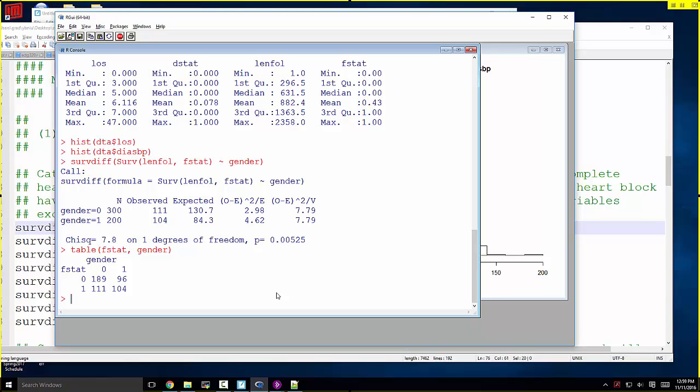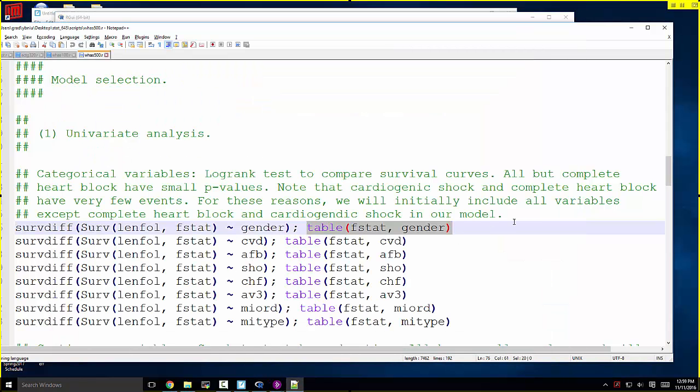So I'm going to make this table for each of these categorical variables just to keep track of do we have sufficient numbers of actual events in each level. In this case, we do. For gender 0, we have 111 deaths, and for gender 1, we have 104 deaths. So I don't see any problems with gender, and I do think gender belongs in the model. Let's look at CVD.